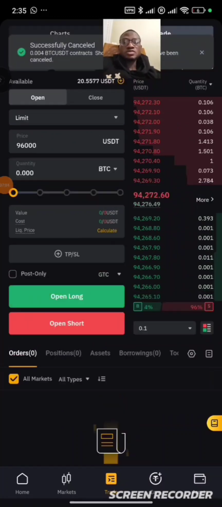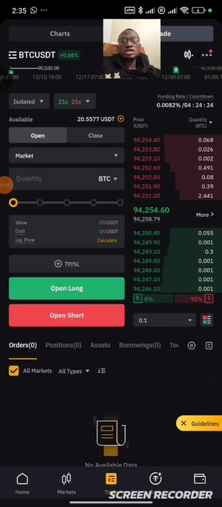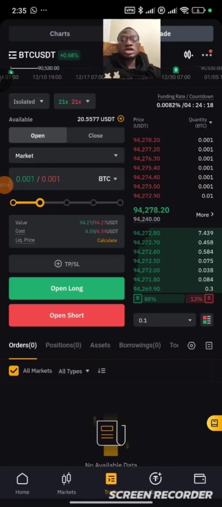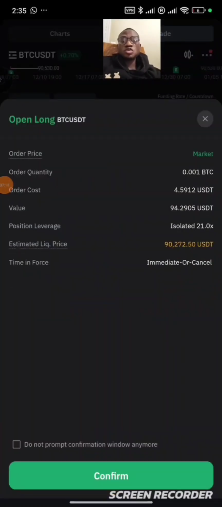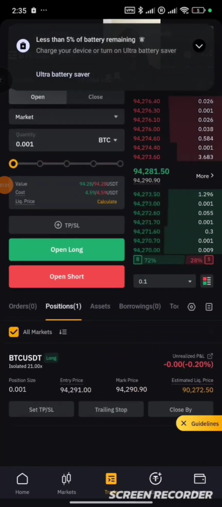That does that. But if I'm using market, it means I'm using instant execution. Immediately I put the amount, let's say this, and I click on long or short. You can also put your stop loss and take profit. So it's going to instantly open. As you can see, you check the position, you can see the price is open and it's currently on.